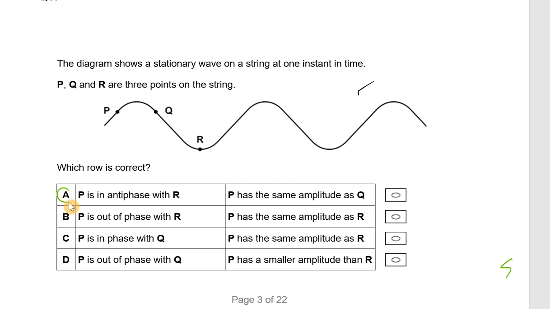And if you got the answer A, well done. If you didn't get the answer A, keep listening to my explanation.